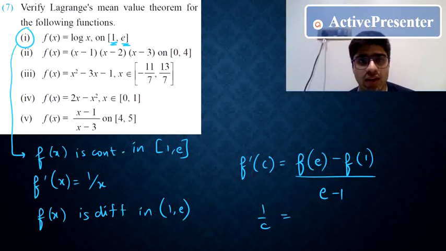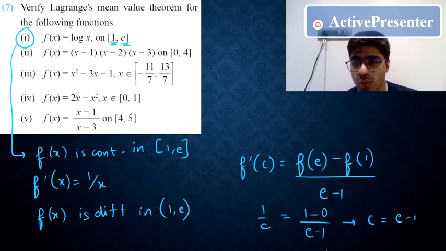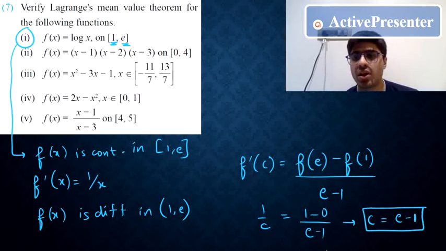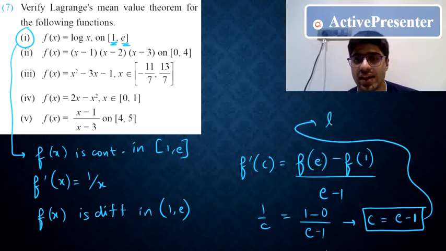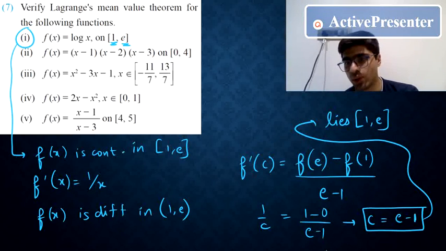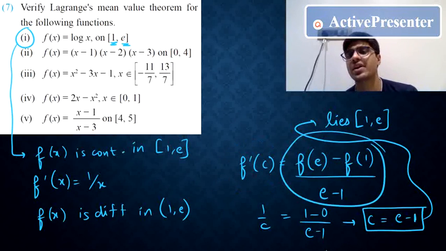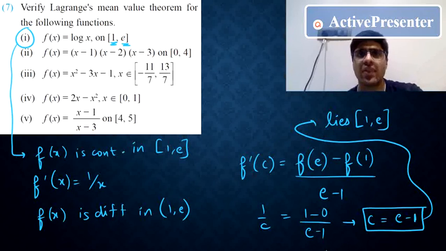F of e, that will be log e, which is 1, minus f of 1, that will be log 1, which is equal to 0, upon e minus 1. So you have c equals e minus 1, and e minus 1 is a number that lies in the given interval, which is 1 to e. So yes, we do have a point in the given interval where the derivative is equal to f of b minus f of a upon b minus a, and that is how we are verifying Lagrange's mean value theorem.